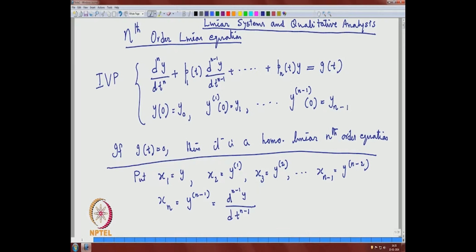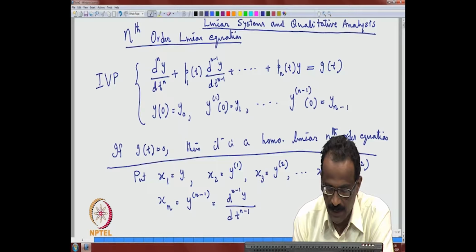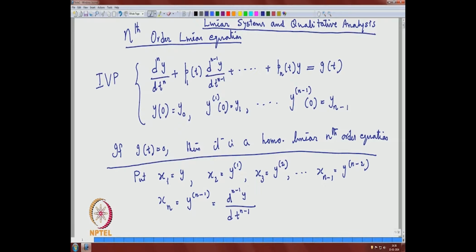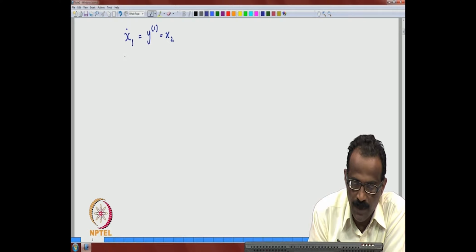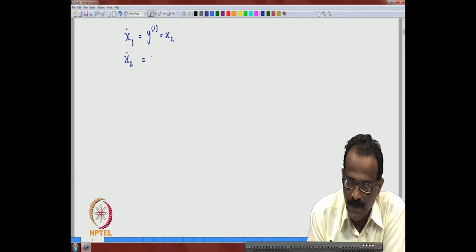If you use this in the equation, look at x1 dot, which is equal to y dot. The derivative of x1, dx1 by dt, is exactly y prime. I am using two notations, dot and prime, both for derivatives. So this is y prime, which is equal to x2. Similarly, x2 dot will be x3.